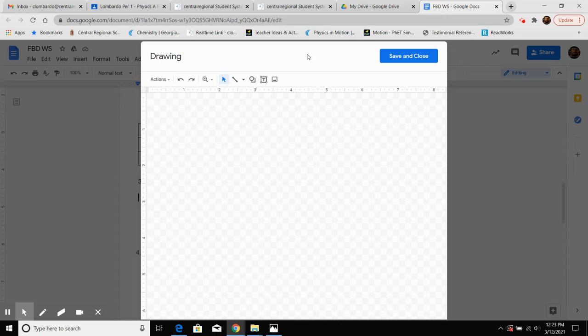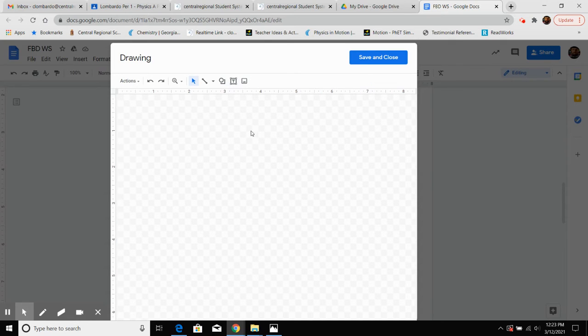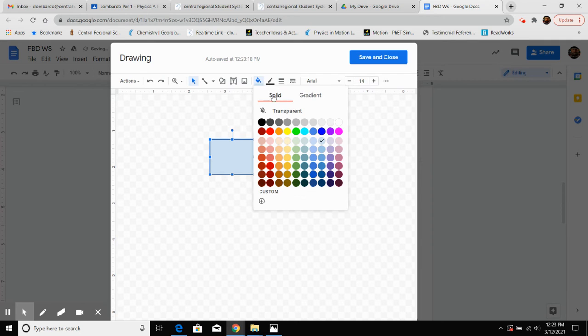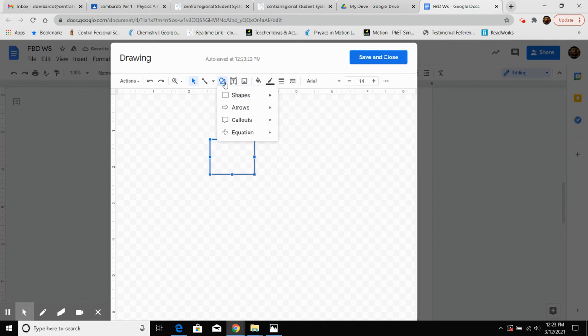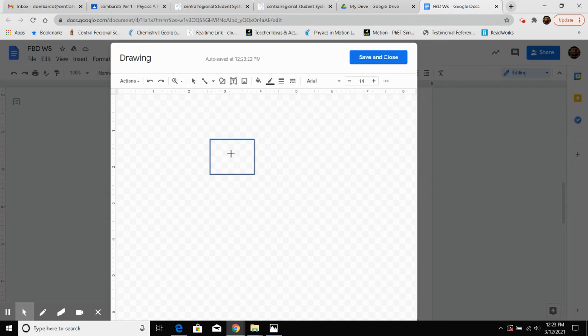All right, so we can't scoot this away. Actually, we can a little bit. So a book is at rest on a tabletop. All right, so something's at rest on a tabletop. So we're gonna draw a free body diagram. Go to shapes, draw a circle, or a square. All right, fill color, we're just gonna keep it transparent. Draw a circle, or shapes, you can go circle, whatever, in the center.